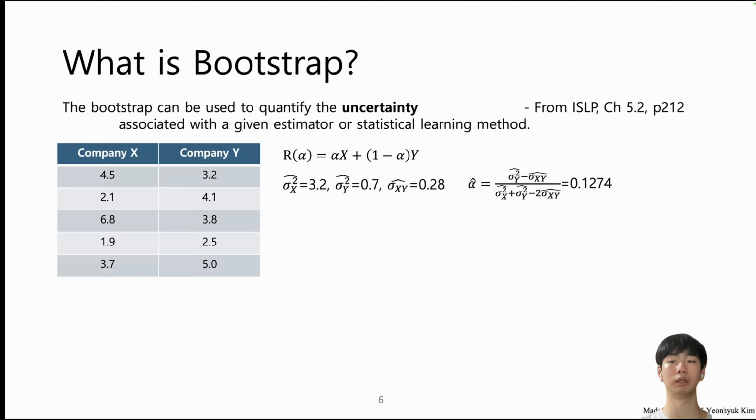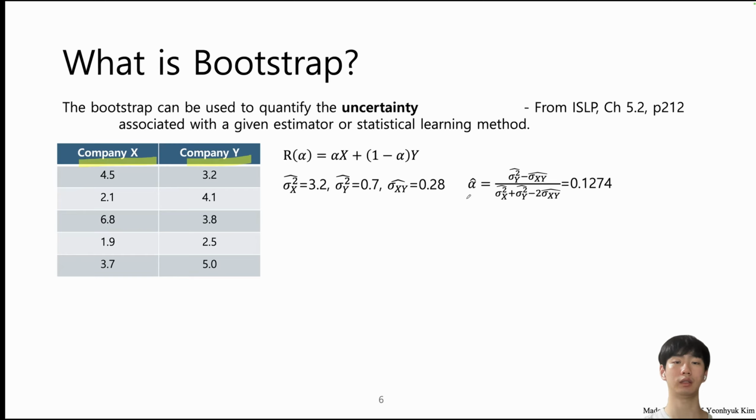Let's get back to our original problem. We have the data, and we can calculate the variance and covariance, and the objective value alpha. It says alpha is equal to 0.1274. So we need to invest more money in company Y to minimize the risk. It was natural because the data of company X has high variance and company Y has low variance. We aim to invest our money to keep the risk low, that means low variance. So we need to invest more money in company Y.